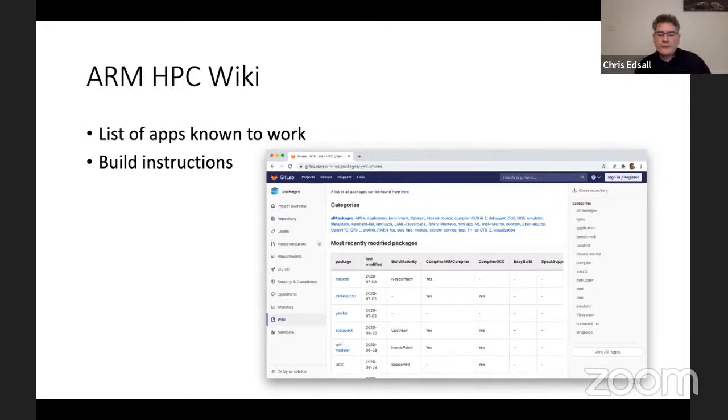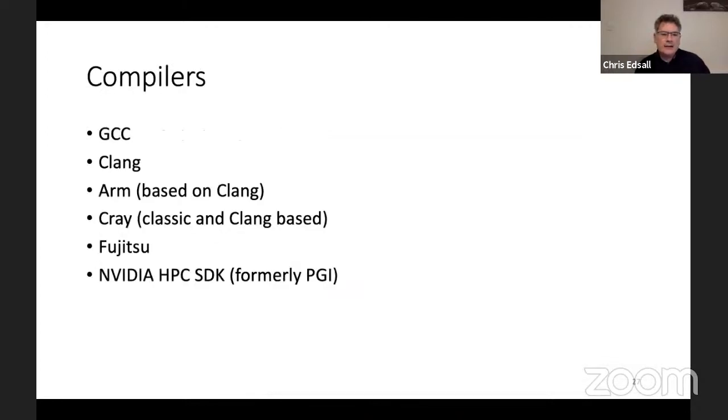And of interest to this talk, you'll see that the columns are headed up: compiles with ARM compiler, compiles with GCC, is there an EasyBuild package for it, and is there Spack support? And so one thing that would be good is to maybe get a few more ticks in the EasyBuild column. But this website has the instructions for building those particular codes by hand.